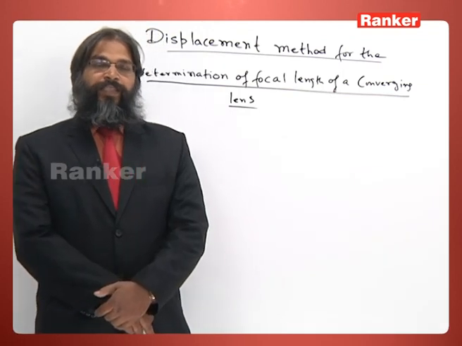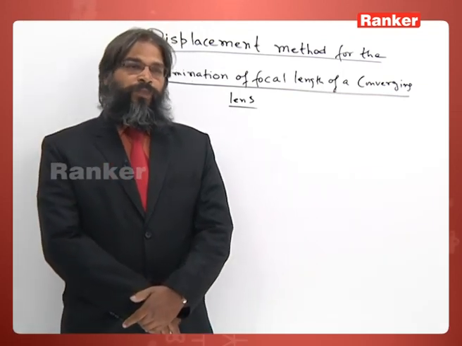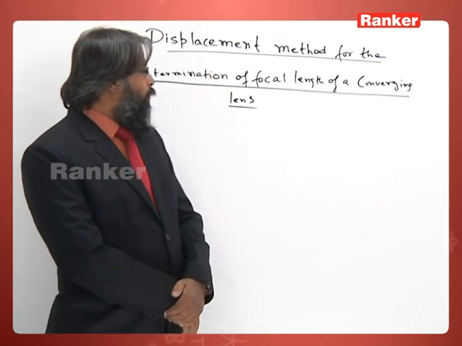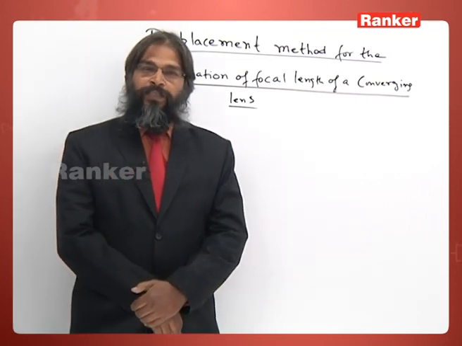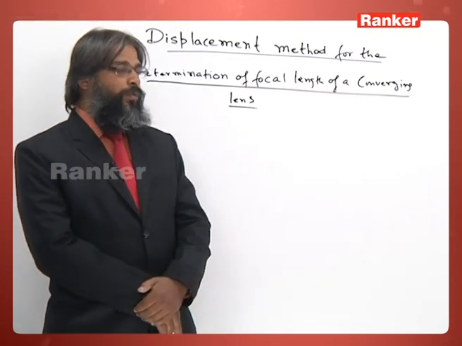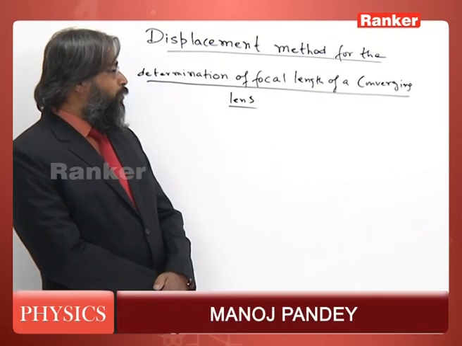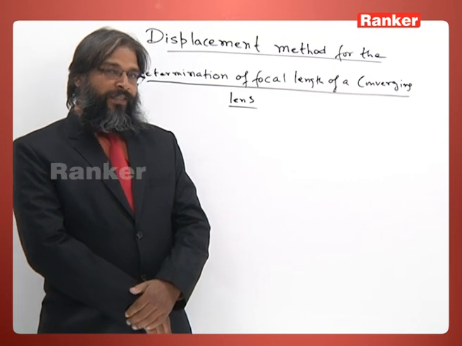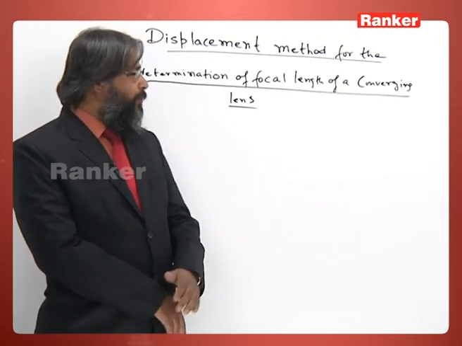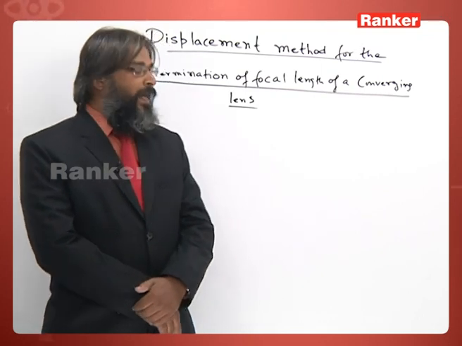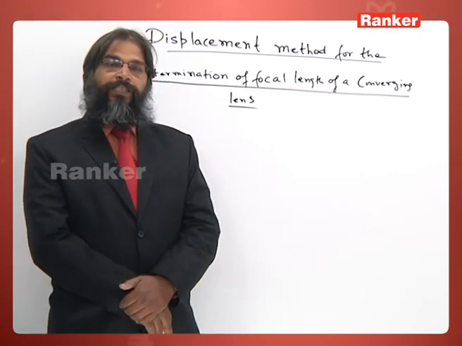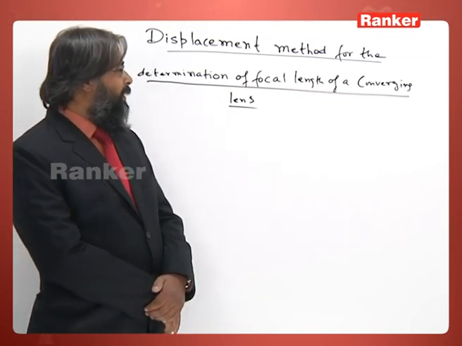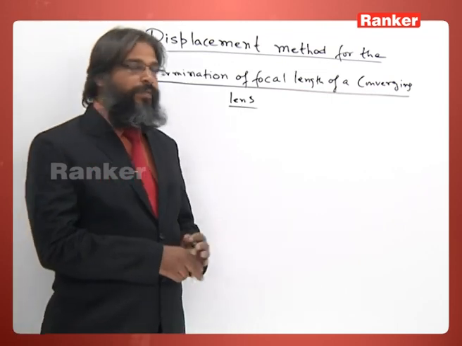So, today in this session we are going to learn the displacement method for the determination of focal length of a converging lens. In this method we are going to see how to measure the focal length of any converging lens. It is not simply a biconvex lens, it should be any converging lens. And then we will see about ray tracing and silvering of lenses. So, all these topics will be covered in this session. So, first start with the displacement method.